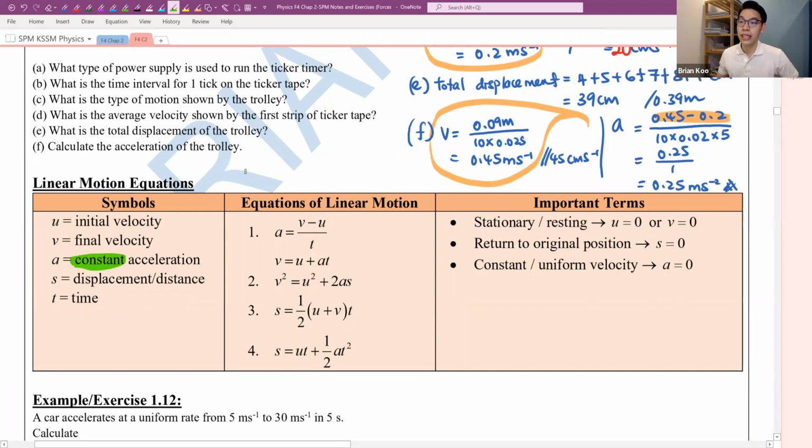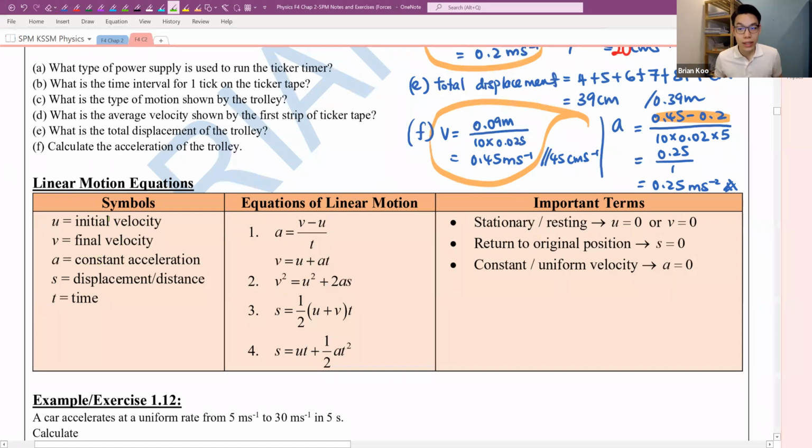Because why? This equation is called what? Equations of linear motion, only motion in a straight line, right? So if the rate of change of your velocity keeps changing like crazy, sometimes you speed up really fast, sometimes you slow down really fast, then if it's a different acceleration value, we won't be able to do it. Constant acceleration means it's just one value.